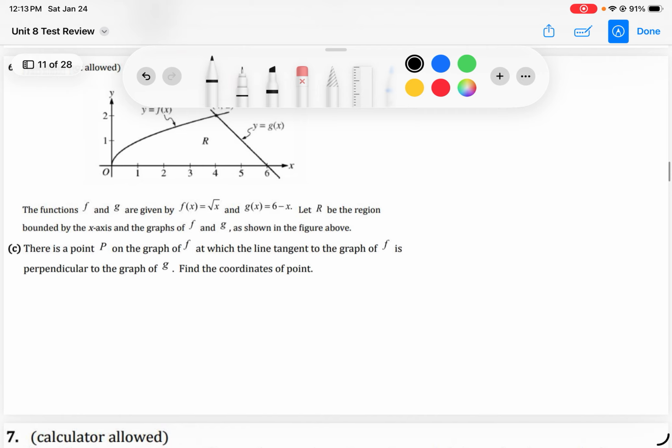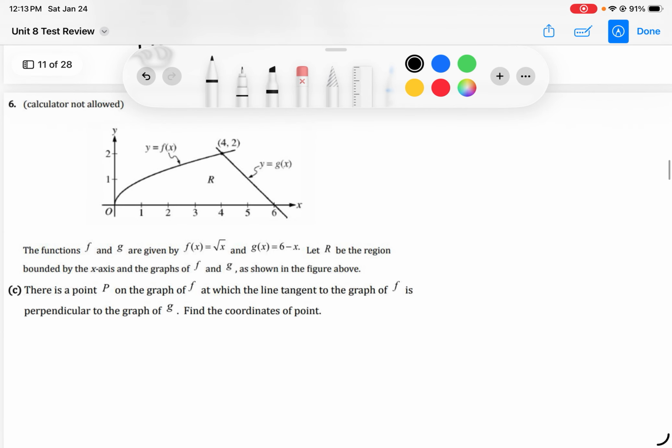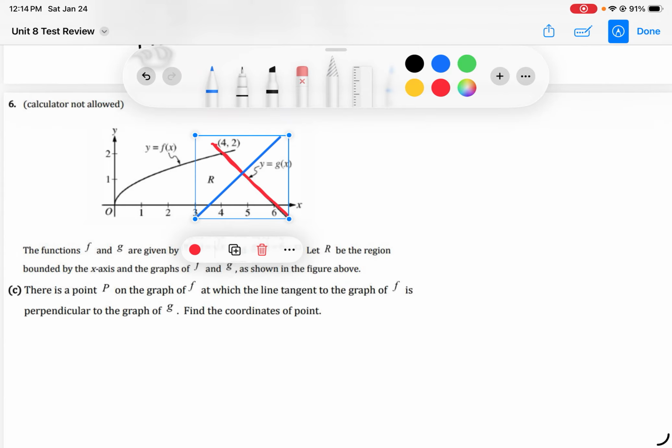All right, part C. There's a point P on the graph of f at which the line tangent to the graph of f is perpendicular to the graph of g. Find the coordinates of that point. So here is the g function. Perpendicular means intersects at a right angle.